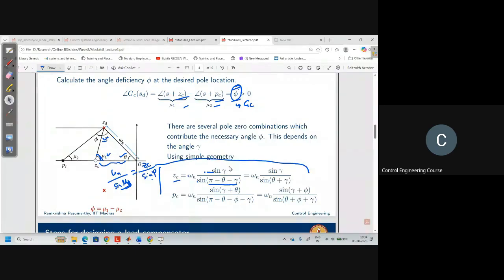So here you need to find out what the gamma is, how you choose this gamma. Once gamma and theta are known, you can solve for ZC. Again, like that for PC also.